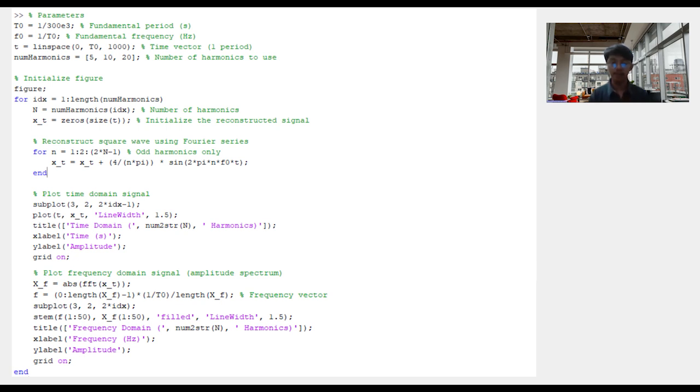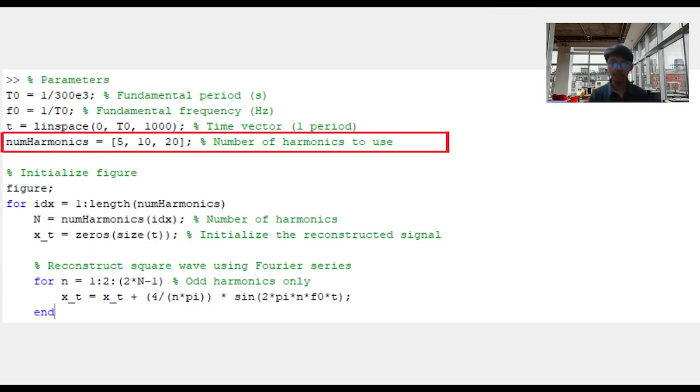Tests with different numbers of harmonics. The code tries three cases using 5 harmonics, 10 harmonics, and 20 harmonics to see how adding more sine waves makes the square wave look more accurate.